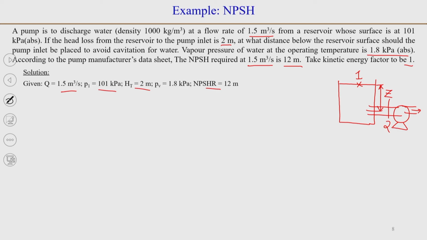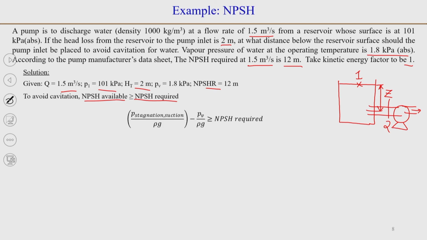Now, in order to avoid cavitation, our NPSH available should be greater than the NPSH that is required. And NPSH available we can calculate as the suction stagnation pressure minus vapor pressure, which should be greater than the required pressure. Now, we know the vapor pressure, the density and the acceleration due to gravity, so this is known to us. NPSH required is given to us. What we need to know is the stagnation pressure at the suction side.